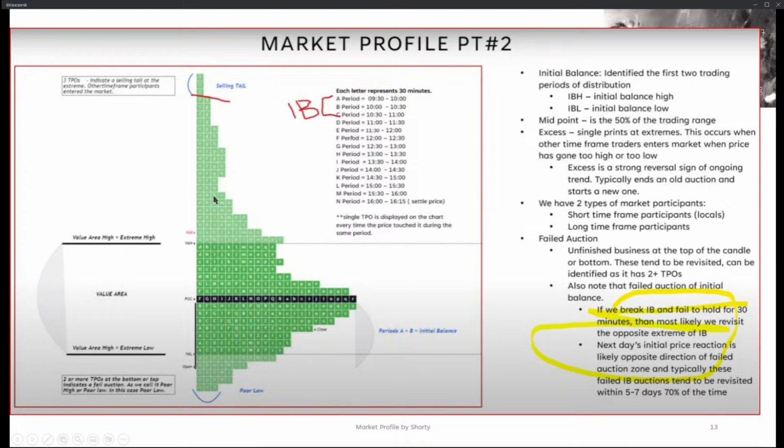Any questions so far on this? Does everybody understand the periods, at least the letters and what they mean?